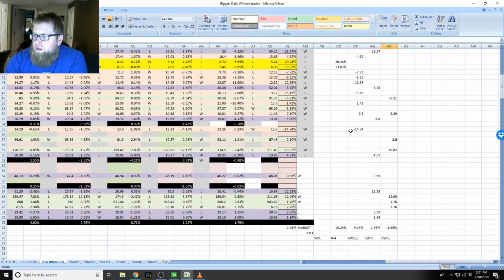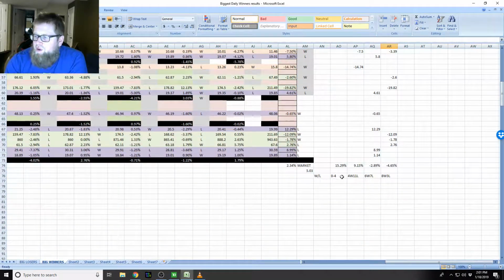So we have under $10, $10 to $20, $20 to $50, and over $50. Going down to the bottom of this data, you can see the win-loss for the under $10 is 0 and 4. The win-loss for the $10 to $20 is 4 and 11. For the $20 to $50, it's 6 and 7. And for above $50, it's 8 and 3. So as soon as you get into the $20 plus, you're actually looking at a decent return, at least breaking even.